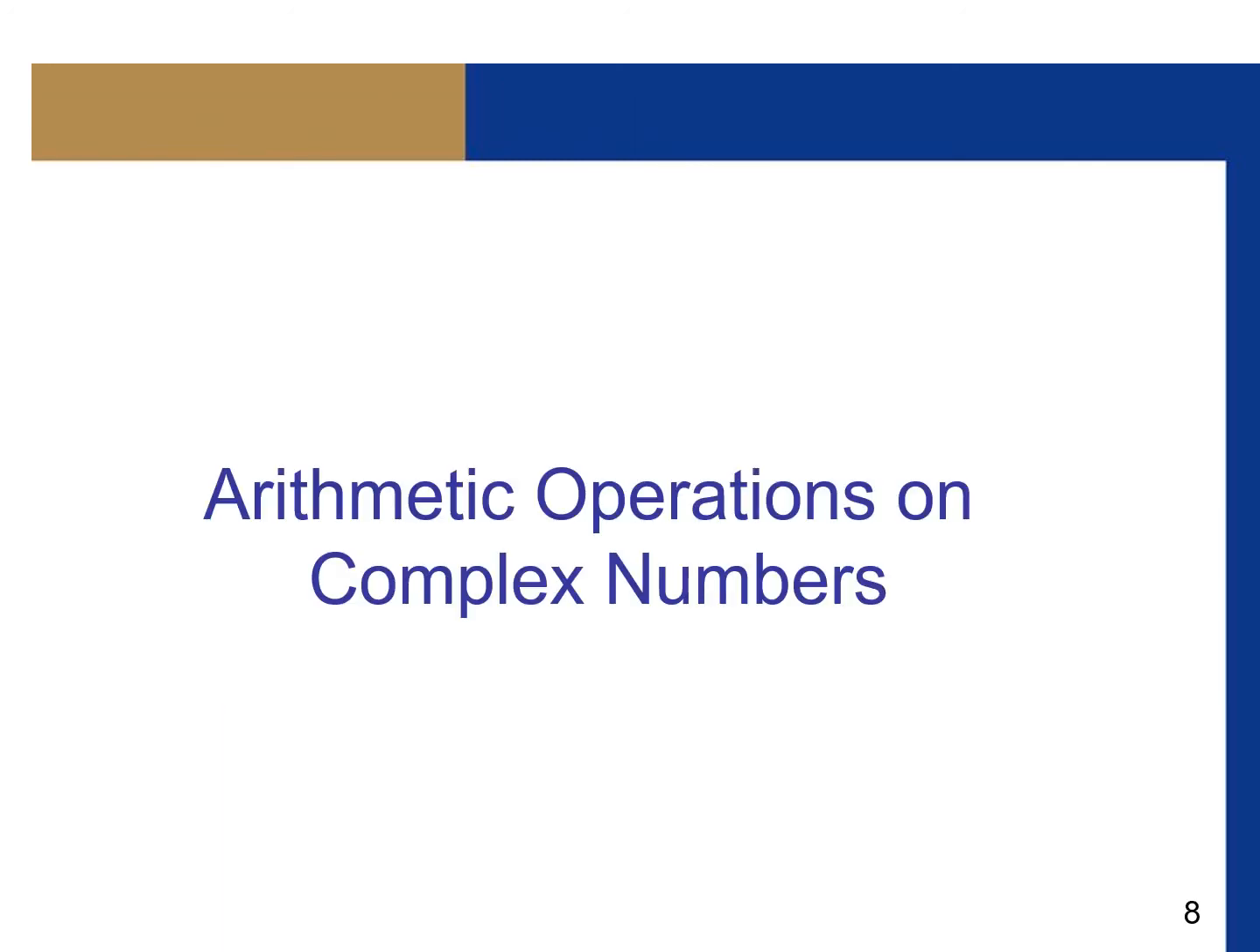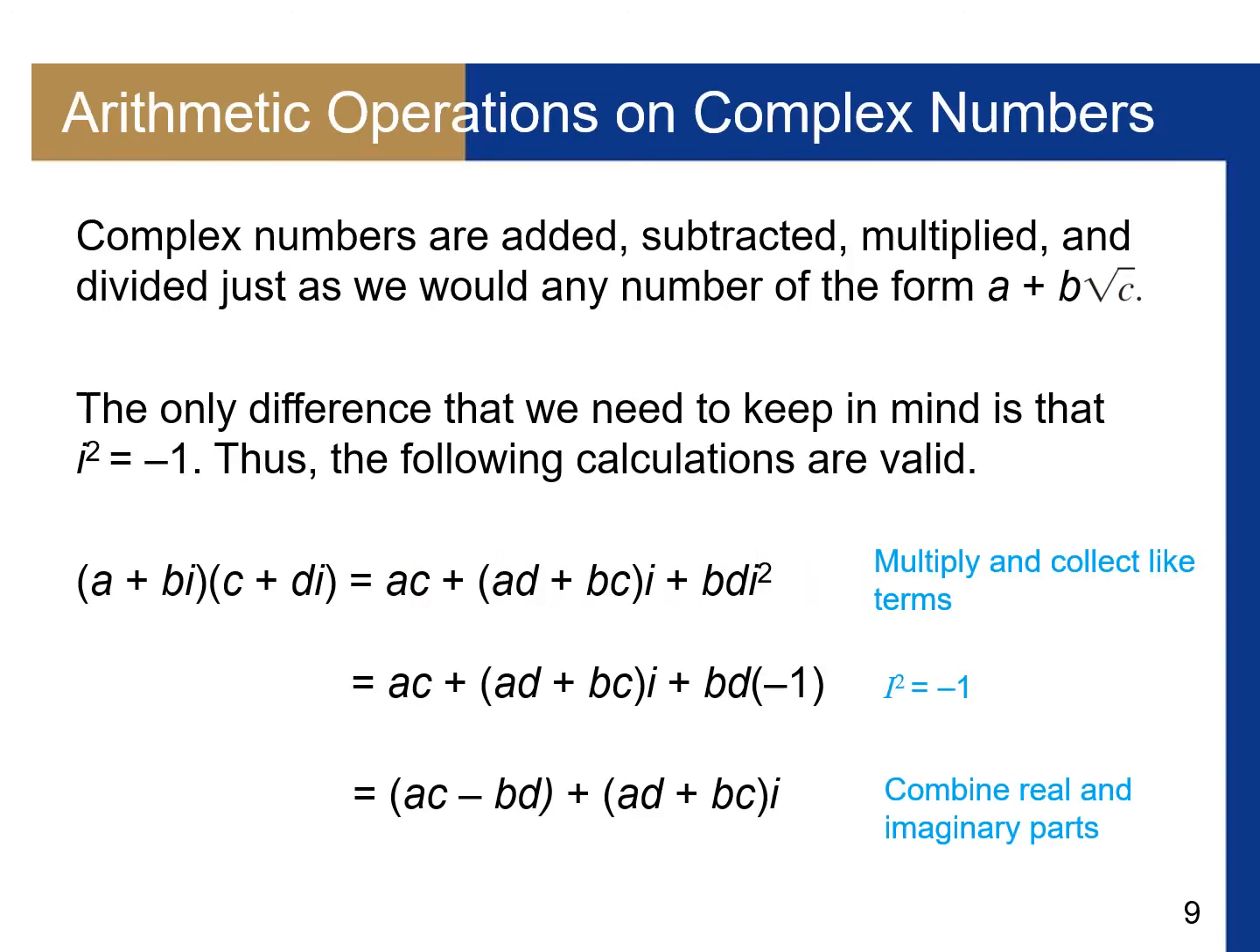Now let's look at arithmetic operations on complex numbers. Complex numbers are added, subtracted, multiplied, and divided just as we would any number in the form of a plus b times the square root of c. Thus, the only difference that we need to keep in mind is that i squared is equal to negative 1. Thus, the following calculations are valid.